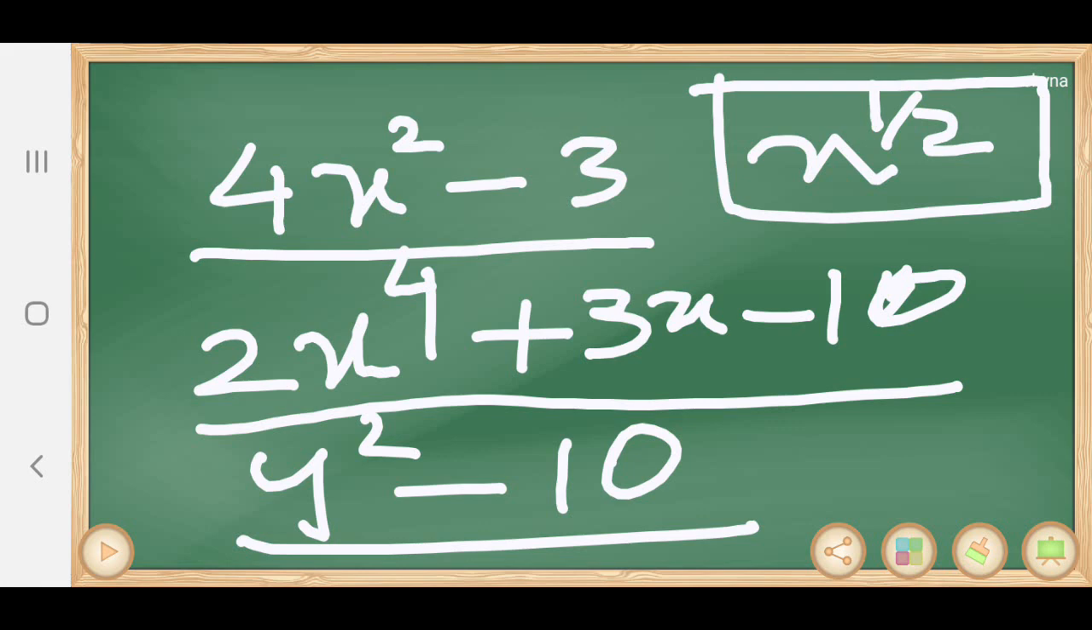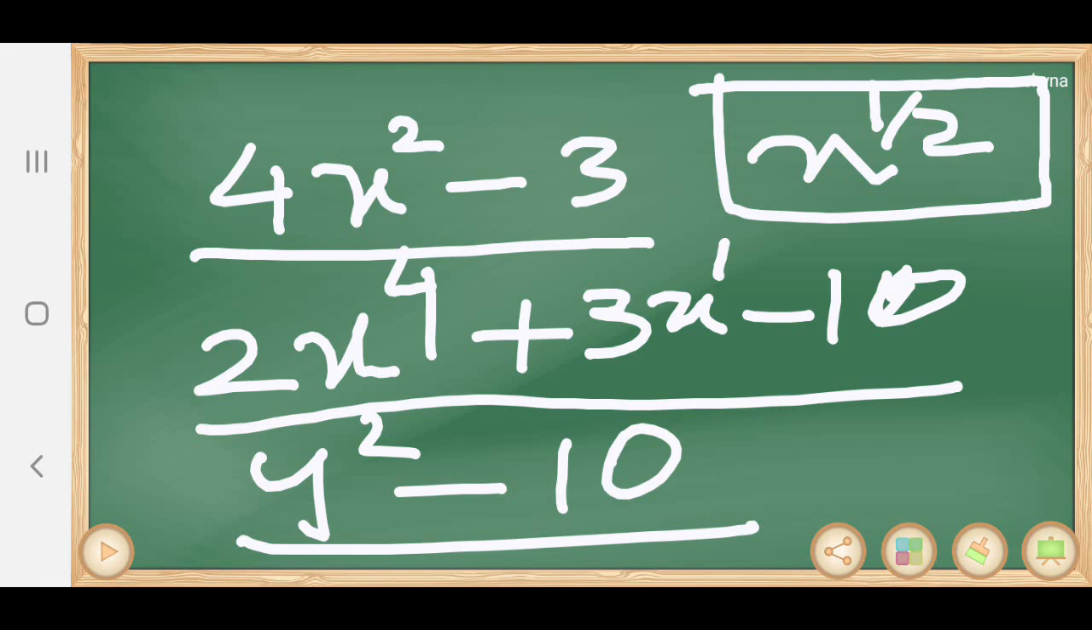In the second one, 2x raised to 4 plus 3x minus 10, in 2x raised to 4, the power of x is 4. It is a whole number. In 3x, what is the power of x? It is 1, whether we write it or not. That is also a whole number. In y square minus 10, the power of y is 2. It is also a whole number. That is why these first three are polynomials.